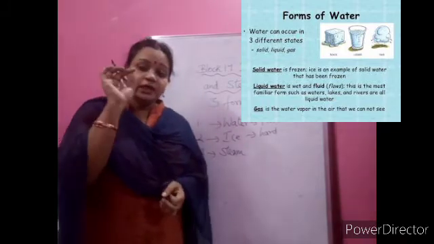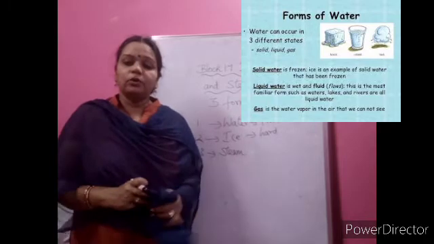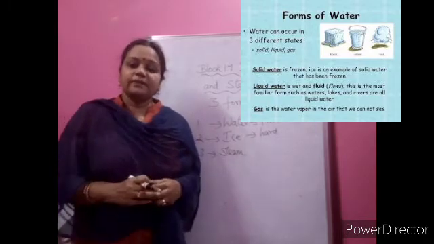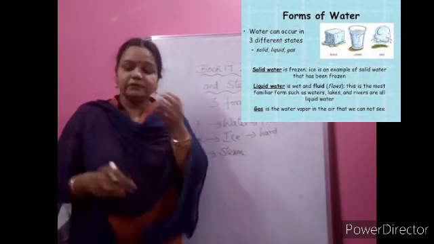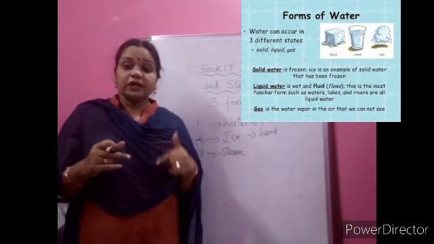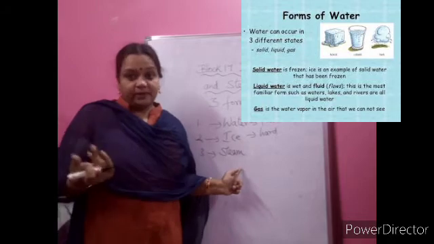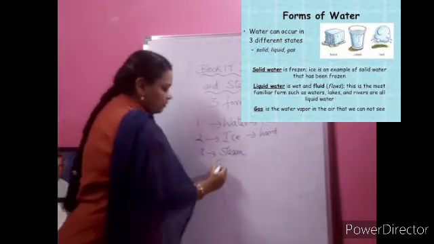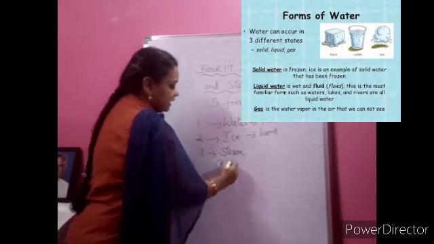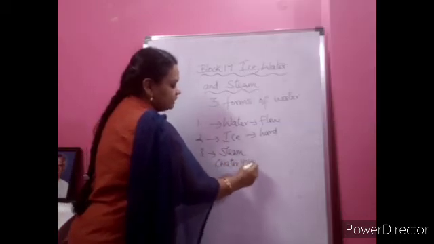After some time, you will see that some amount of water has become less. How has it happened, children? Because it has evaporated, yes, because of the heat of the sun. So water can change into water vapor. When we boil it, we can see the steam. Or it is in the form of water vapor surrounding us in the air.